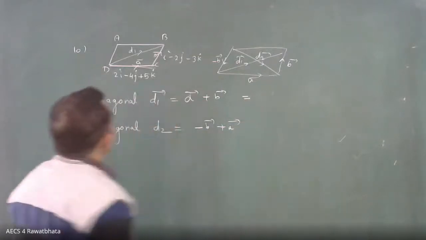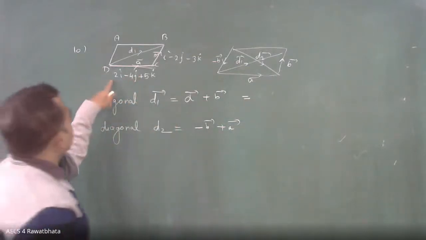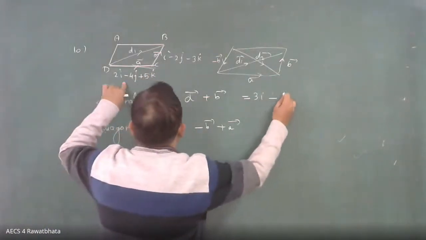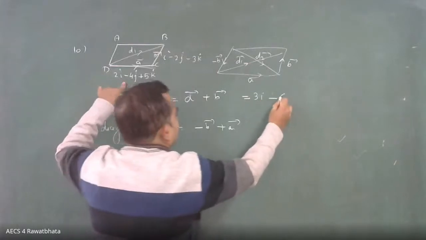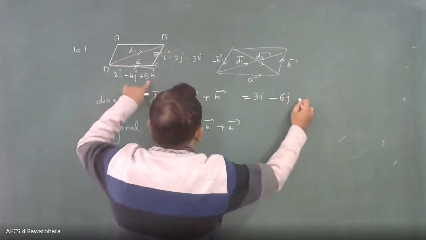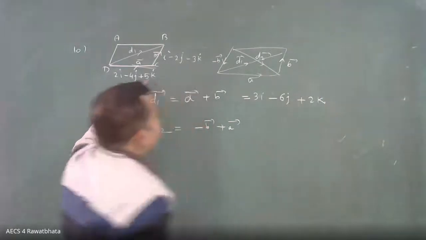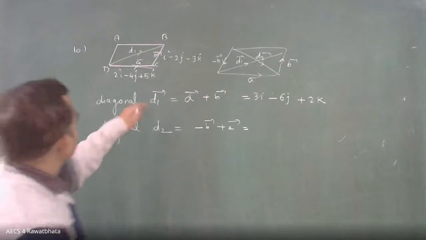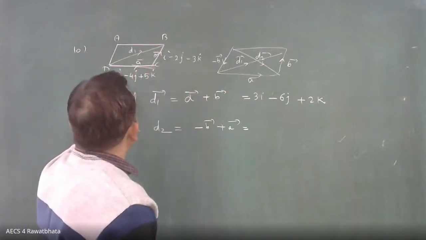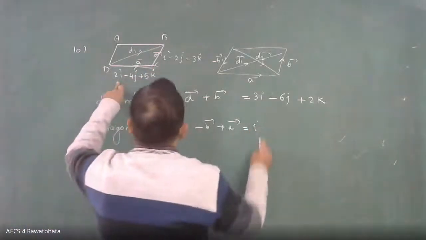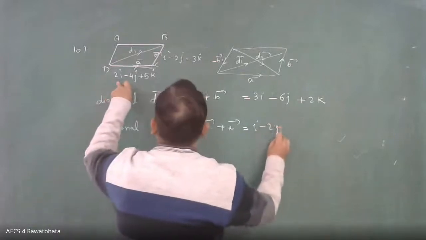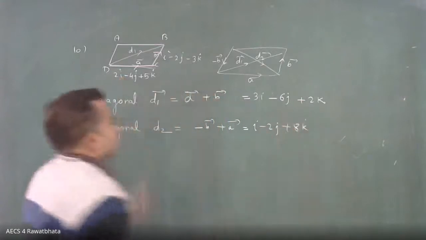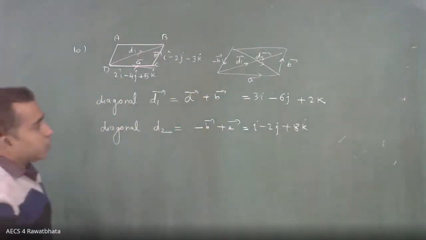So let us find out A plus B. How much will be A plus B here? 2I plus I is 3I, minus 4J minus 2J is minus 6J, 5K minus 3K is plus 2K. Right? I have added it. Then A minus B will be how much? This is A, this is B. So A minus B will be 2 minus 1 is I, minus 4 plus 2 is minus 2J, 5 plus 3 is plus 8K. Right? So these are the diagonal vectors.